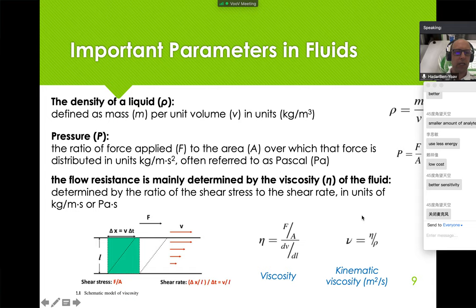Or we can also define kinematic viscosity, which is the viscosity over the density of the liquid. So the flow resistance, which is the shear stress interacting between the channel wall and the flow itself, affects the force, and it's mainly determined by the viscosity itself. Any questions about this slide?